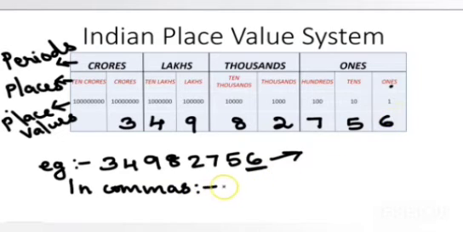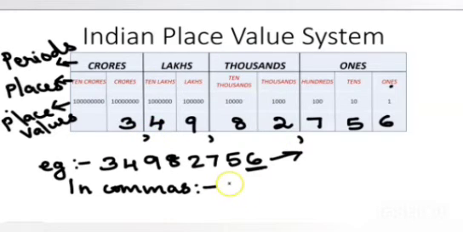Actually, commas are usually used to separate the periods when you write a number. Also remember that when you write in commas, you have to start from the extreme right, that is from the ones period. So first separating ones, tens and hundreds, that is the ones period, put a comma. Then separating thousands and 10,000s, that is the thousands period, put a comma. Then separating the lakhs period, that is lakhs and 10 lakhs places, put a comma.